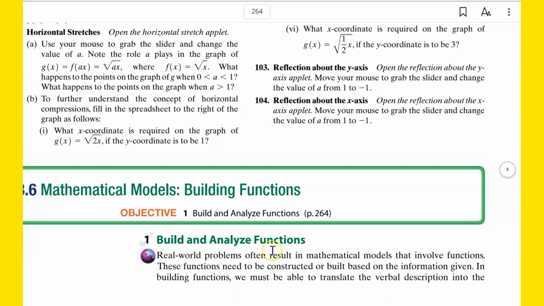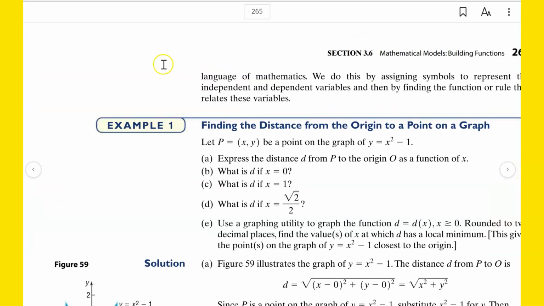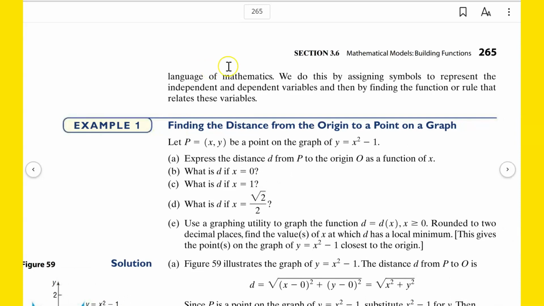Build and analyze functions. Real world problems often result in mathematical models that involve functions. These functions need to be constructed or built based on the information given. In building functions, we must be able to translate the verbal description into the language of mathematics. We do this by assigning symbols to represent the independent and dependent variables, and then by finding the function or rule that relates these variables.